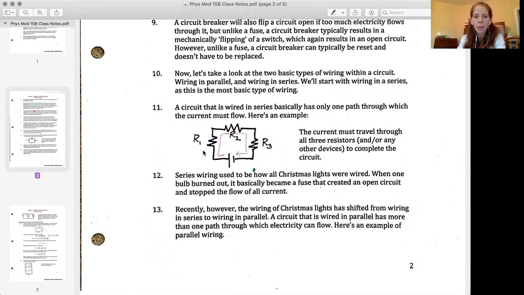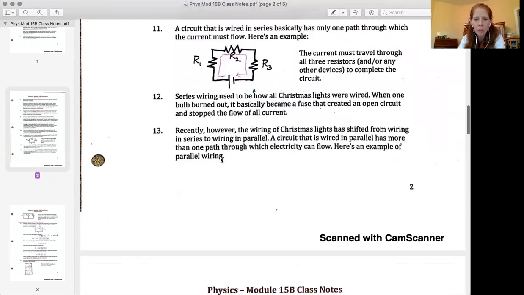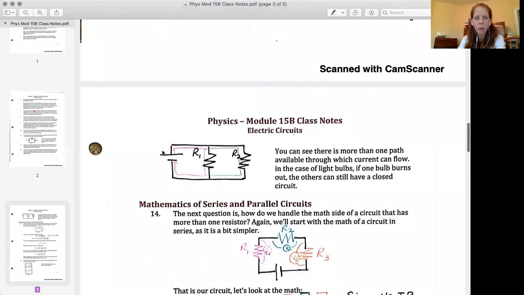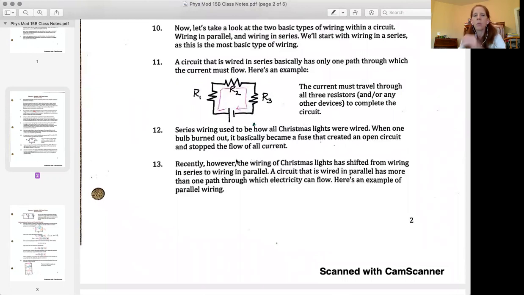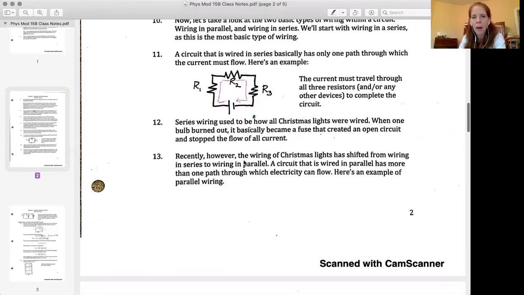Here I've got a series circuit drawn. I've got three resistors, R1, R2, and R3. Let's take a minute and contrast that with a parallel circuit, where I've got resistor 1 and resistor 2. The thing that's really important to understand when you're looking at the math side of it and why the math works out the way it does is what changes in a series or parallel circuit and what stays the same. Looking at those things gives some context for why the math is the way it is.